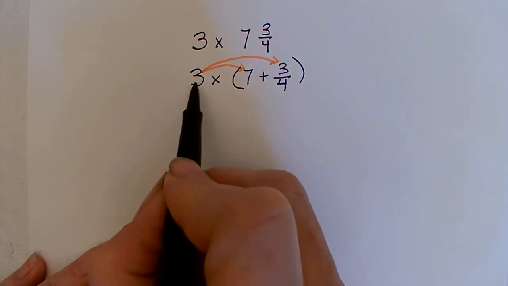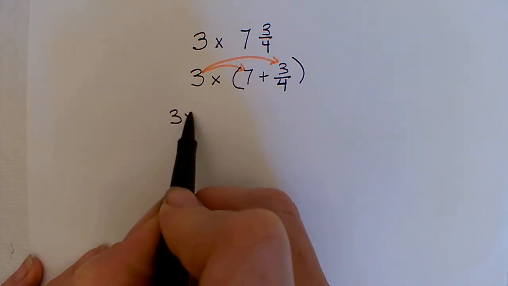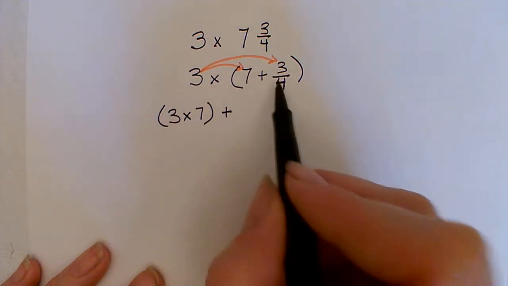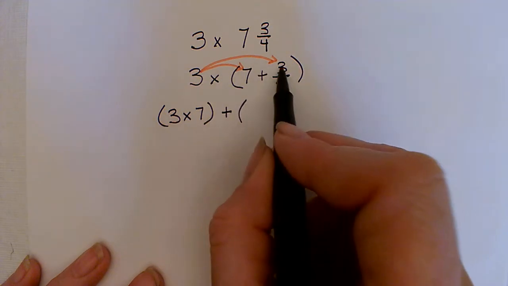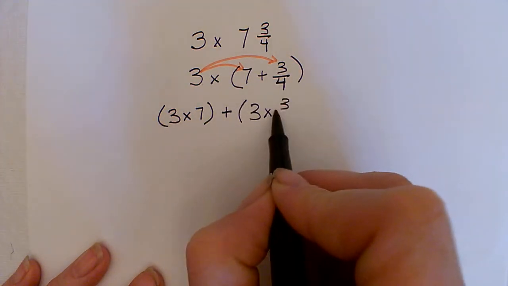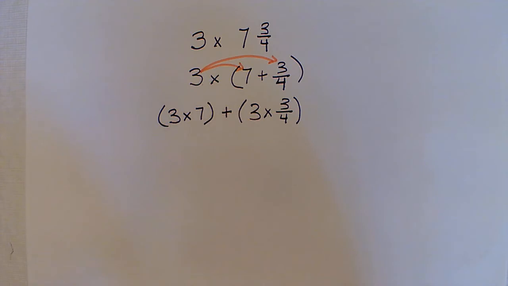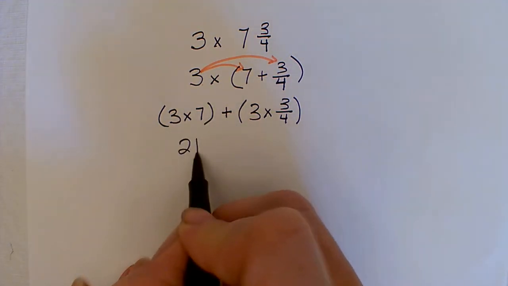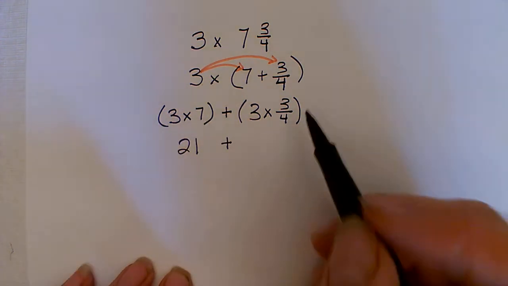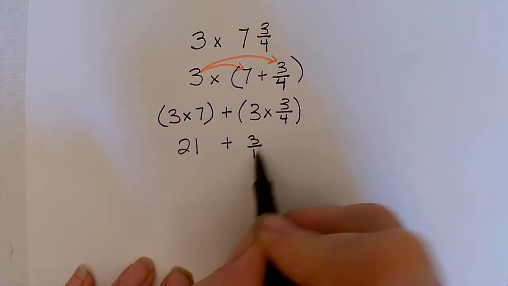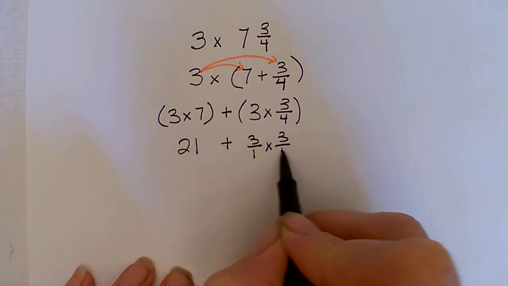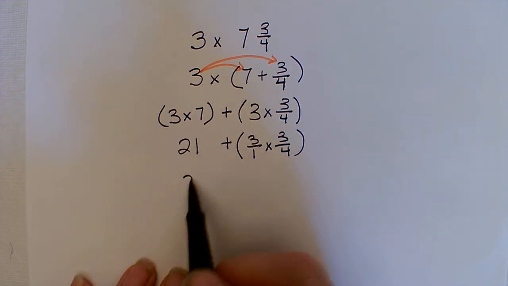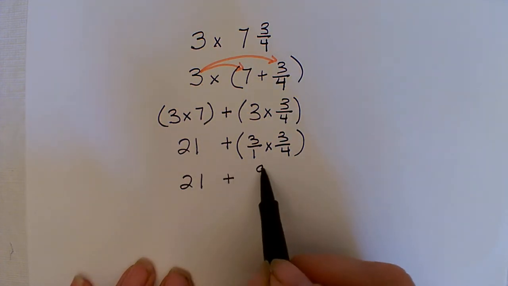So I'm going to go ahead and write that. So 3 times 7. We keep our plus. We're still adding these two. 3 times 3/4. And now I can do my multiplication. So here we have 3 times 7 is 21 plus, and for this one I'm going to do it that other way, where I'm going to do 3 over 1 times 3/4. And again, you have to show your parentheses. So either way, I'm going to end up with here 21 plus 9/4.